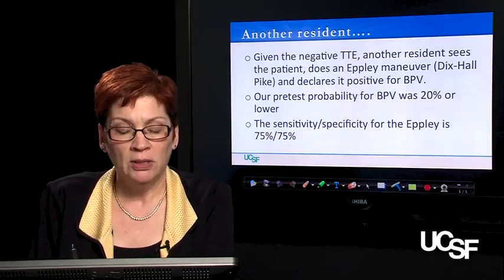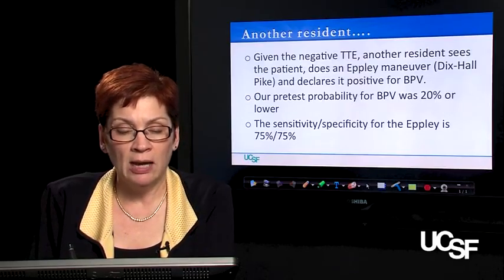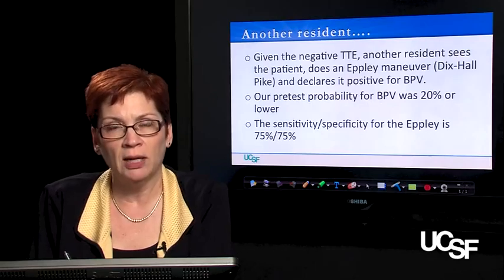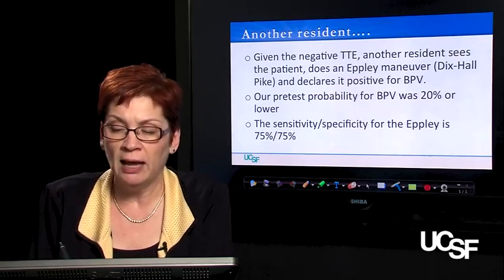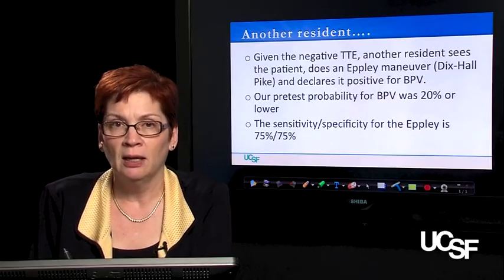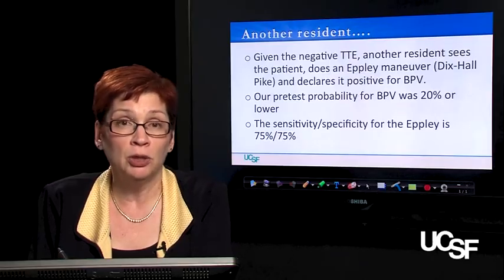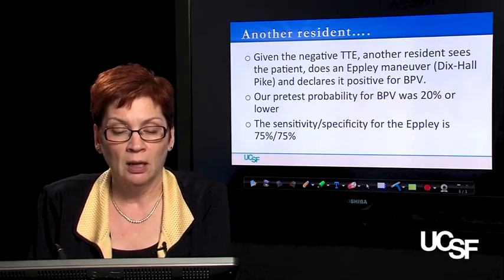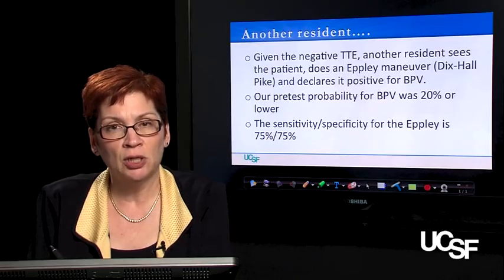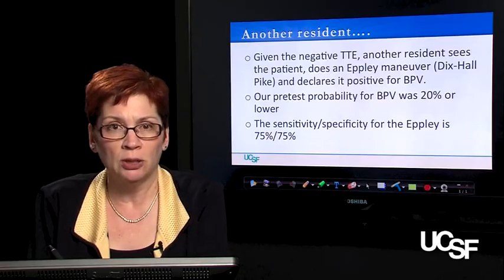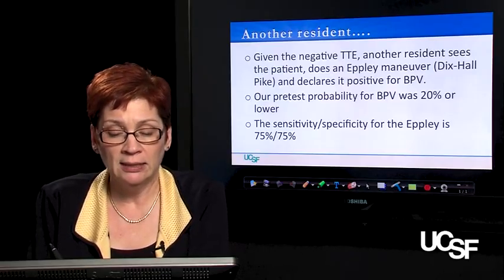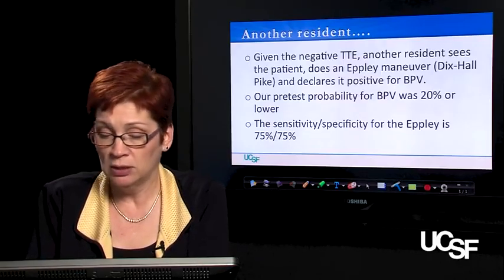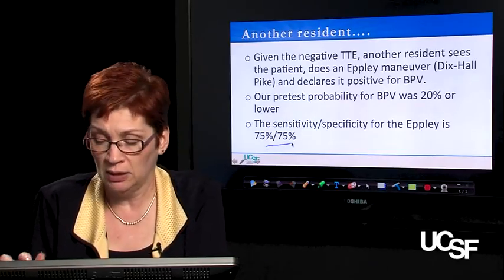So, Mrs. Trigliani is now seen by another team, and they reevaluate her, and one of the residents thinks that she might have benign positional vertigo and performs an Epley maneuver or a Dix-Hallpike maneuver. And I encourage you to look this up, but it's a maneuver in which you manipulate the head to see if you get results that are consistent with benign positional vertigo. Our pretest probability for benign positional vertigo, remember in our tiering, was a tier 3, so 20% or lower. And the sensitivity and specificity for the Epley maneuver is 75% and 75%, which sometimes happens. It's not common to see them identical, but sometimes that happens.